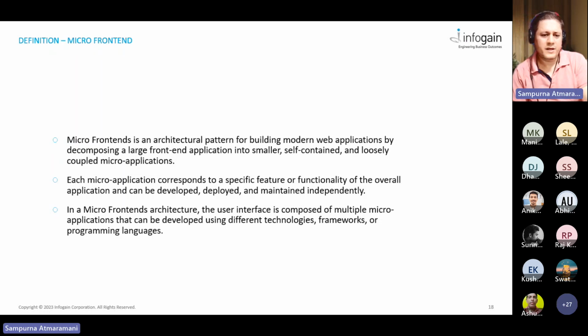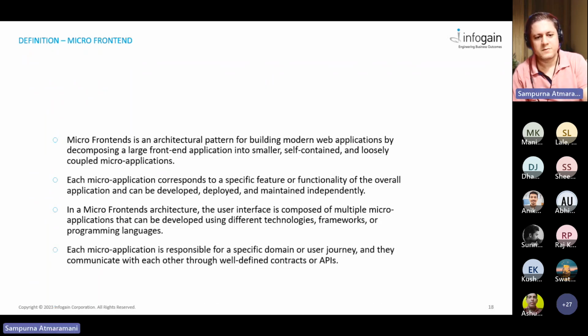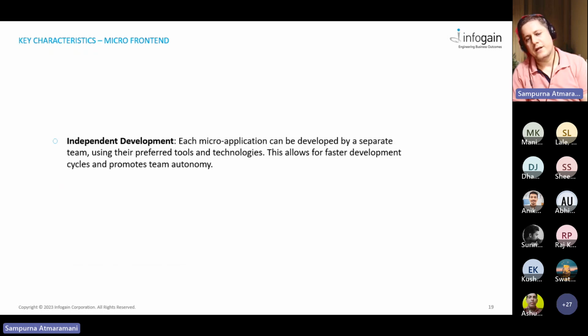So one micro frontend can have multiple micro applications, maybe 1, 2, 3, 4, 5, 10, 20, any number. Any number of programming languages can be there. Each micro application is responsible for a specific domain, and each micro application allows us to write independent code actually. That's why independent development is possible for each particular repo.